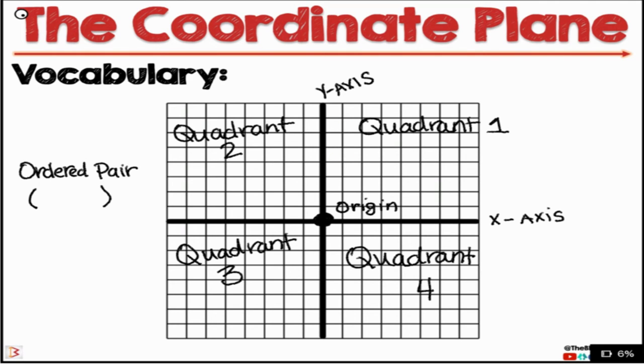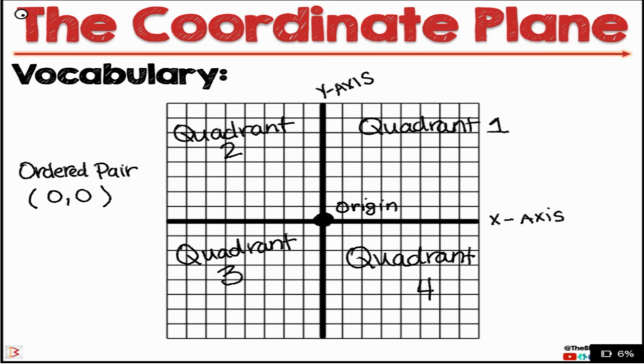For instance, I'll start with the origin, and our origin is the intersection. It doesn't move anywhere along the x-axis or anywhere along the y-axis, so that ordered pair is going to be 0, 0. So the origin is always going to be 0, 0.